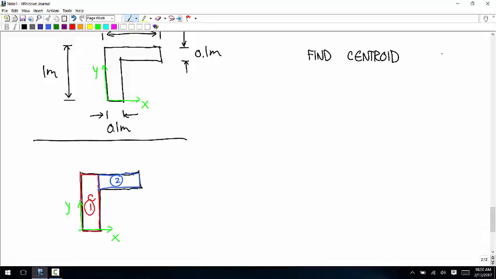The centroid of piece 1, these are both rectangles, is right in the middle of that rectangle. The centroid of piece 2 is right in the middle of that rectangle. Why did I put the numbers there? Okay. So we just have to figure out the centroids of those and then use the summation formula. I'm going to clean this up a little for the PDF. Okay, so this is piece 2. Its centroid is here.